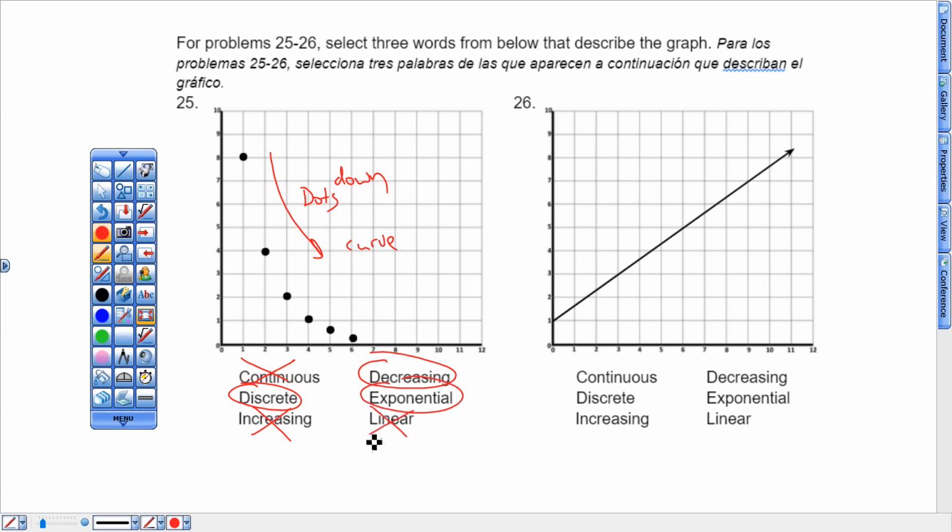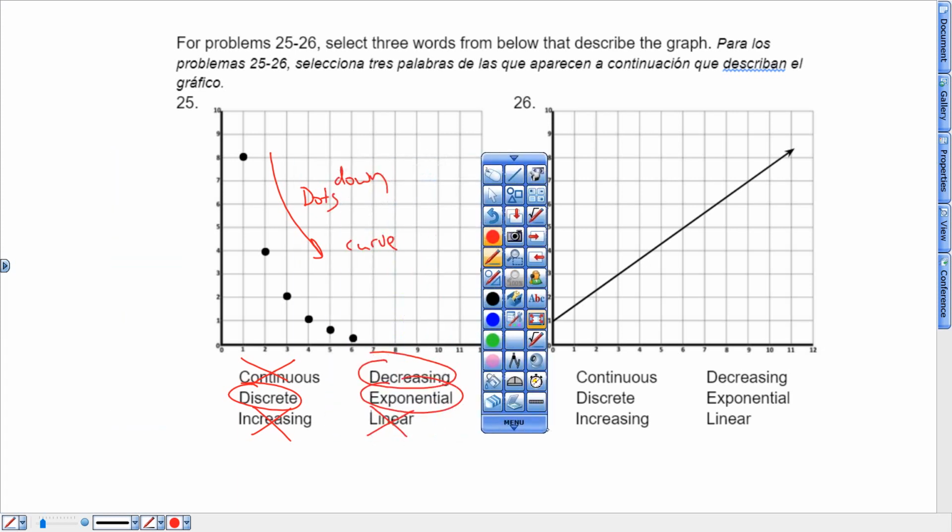Linear is straight. All right, let's look at these. This one, no dots. So that is continuous, not discrete. It's going uphill. So that is increasing, not decreasing. And this line is straight. It's not curvy, so it's not exponential. Linear. All right, moving on.